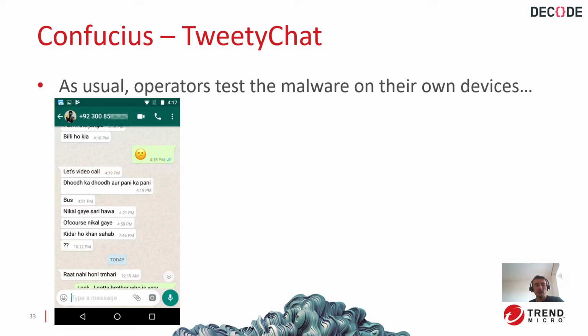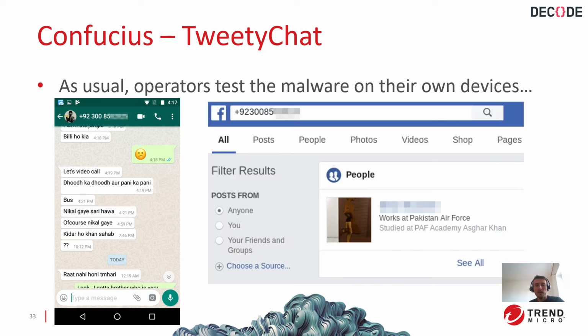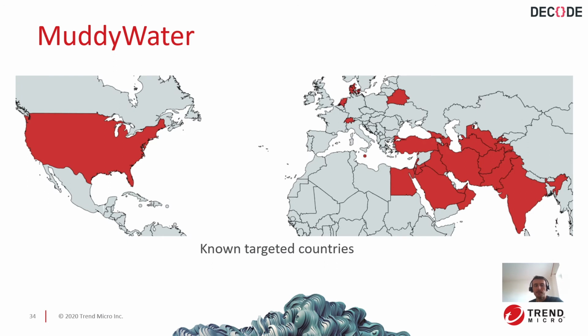And we have seen this kind of screenshot. There was a mobile number, and this mobile number helped us to find a person on social media. So at least we can see that in this case, the threat actor is interested in someone working in the army or army related, because you can see that this person works at Pakistan Air Force.